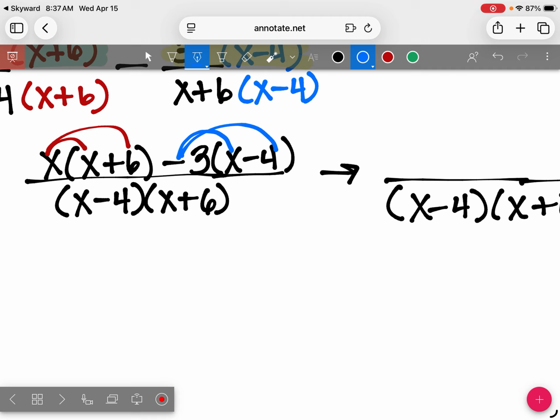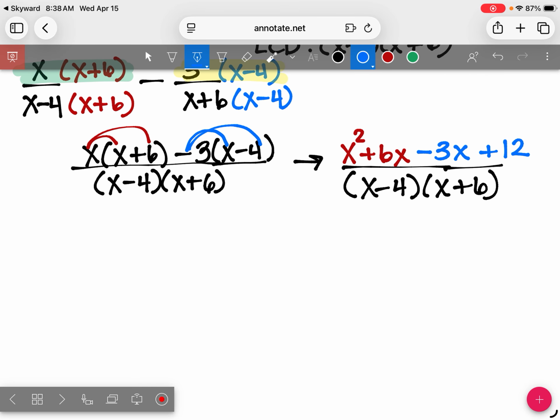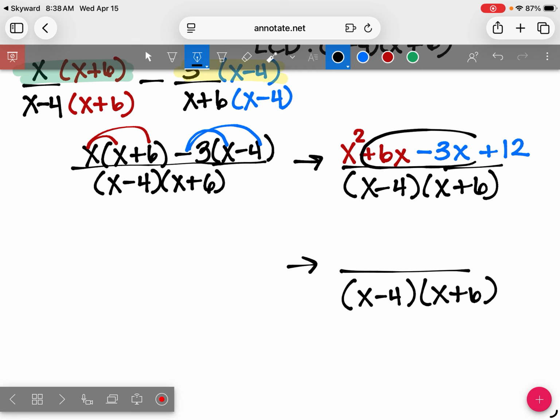What is x times x plus 6? X squared plus 6x. Okay. I'm going to put that in red. And then when I multiply it, remember it's a negative 3. So that would be negative 3x plus 12. My last step would be to combine my like terms. So my final answer would be x squared plus 3x plus 12.